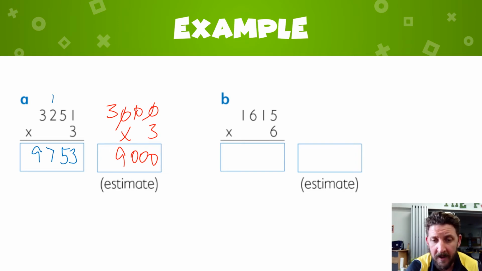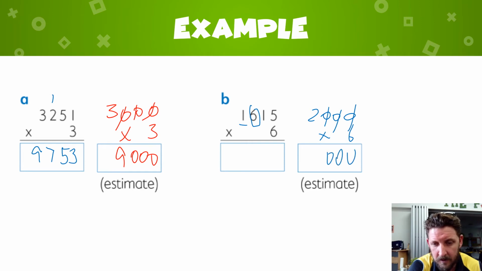Let's look at the second one here in B. I'm going to do my estimation. I'm going to look at my thousands, box around the next. I know 6 means up, so I'm going to say 2,000. Multiply it by 6. Cross off my zeros. 6 2s are 12. So it's going to be around 12,000.